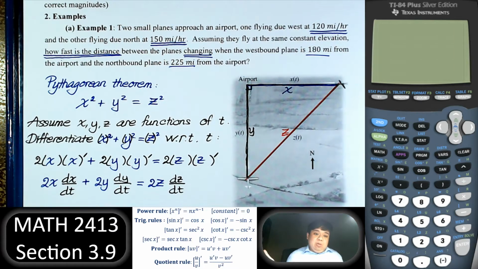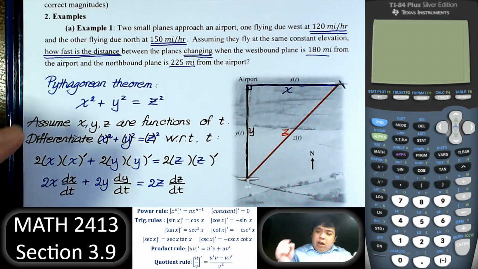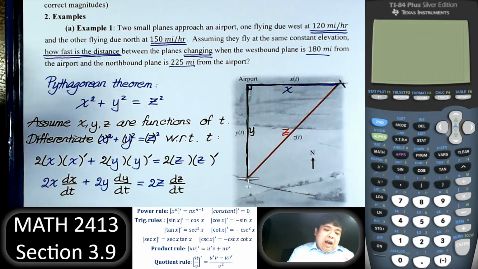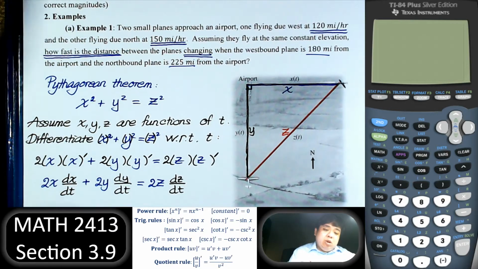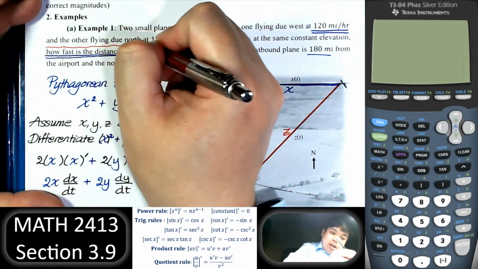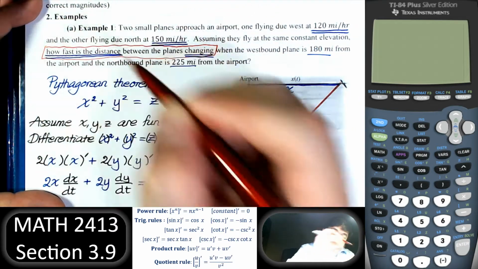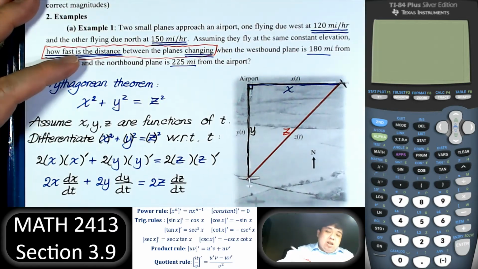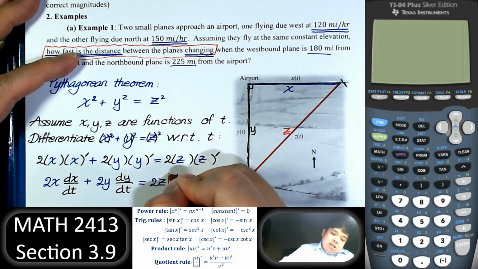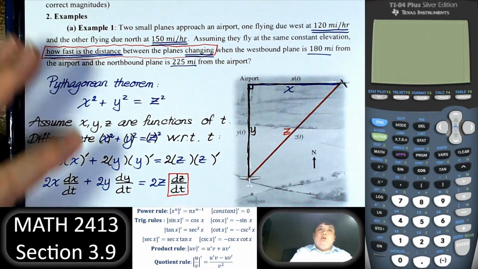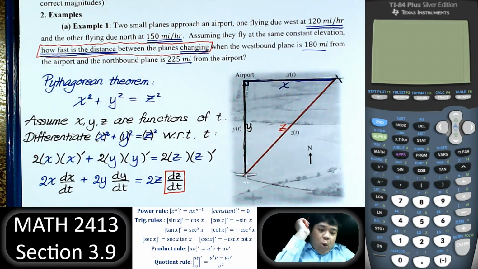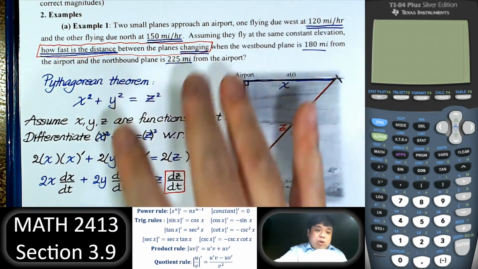Right, now the problem is what we are given and what we need to find. So the question asks how fast is the distance between the planes changing. Meaning that the distance between the airplanes is z. So this is what they ask for, dz over dt. We're trying to solve for that. Now, what are the numbers? Let's look at the numbers that we underlined.